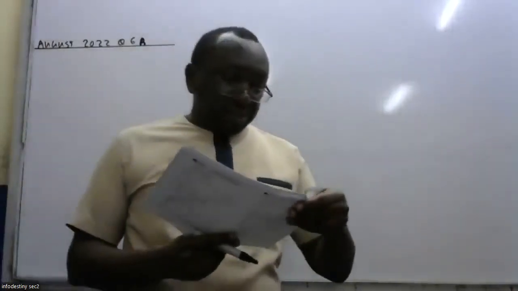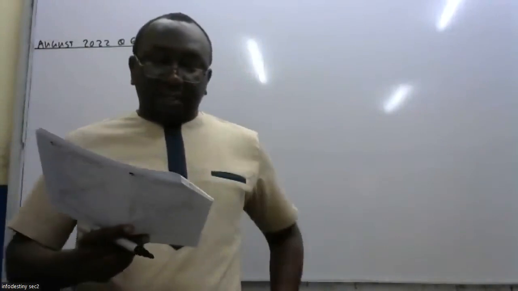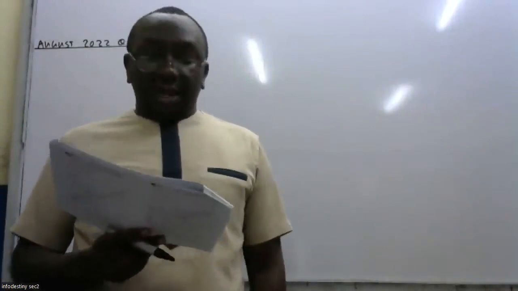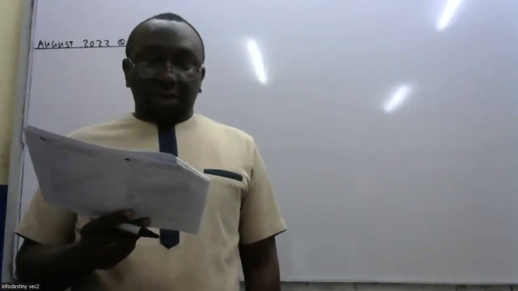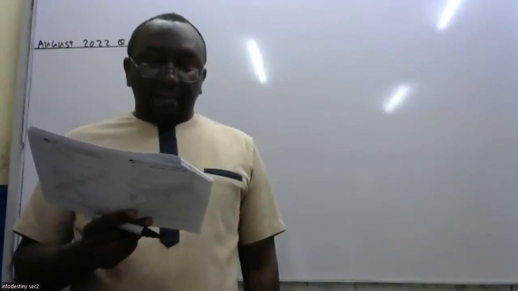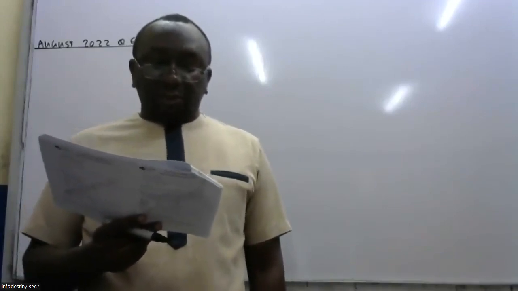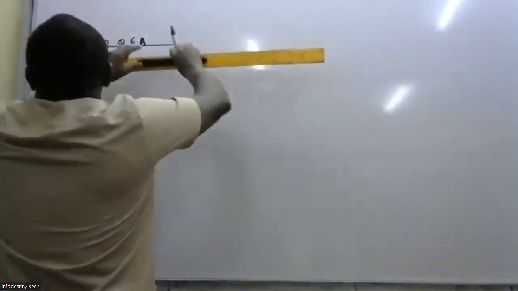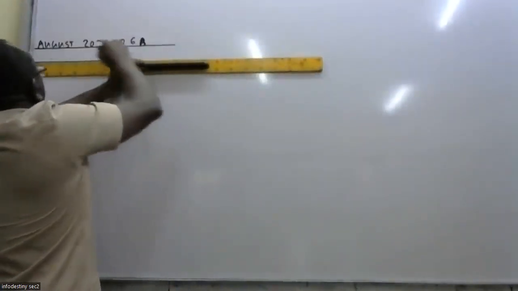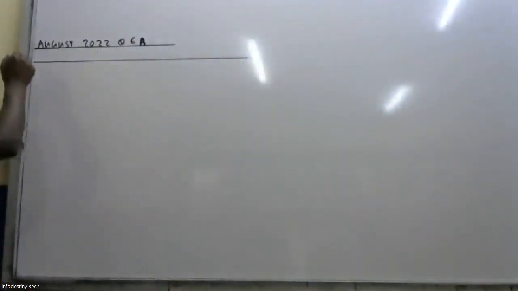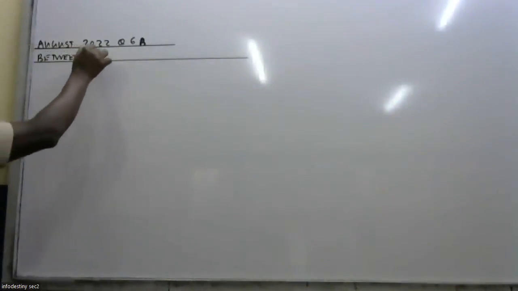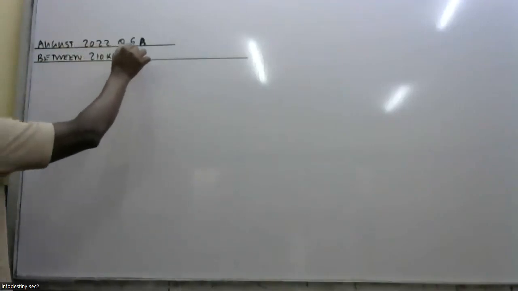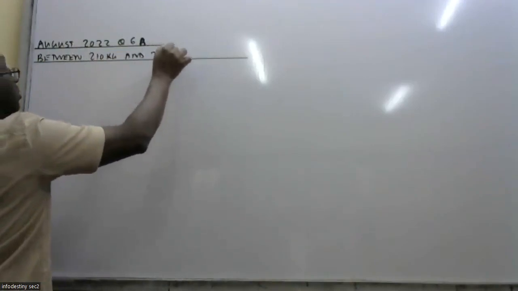So the question says that the weights of 1,000 items are normally distributed with a mean of 200 kilograms and a standard deviation of 22 kilograms. Now determine the number of items that have weights between 210 and 220 kilograms. So we are going to have it something like this. Between 210 kilograms and 220 kilograms.